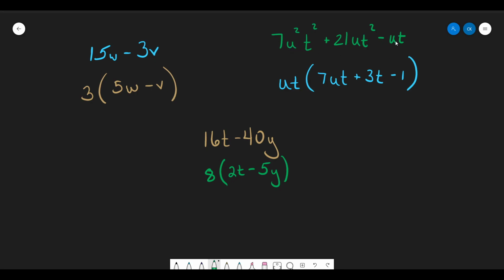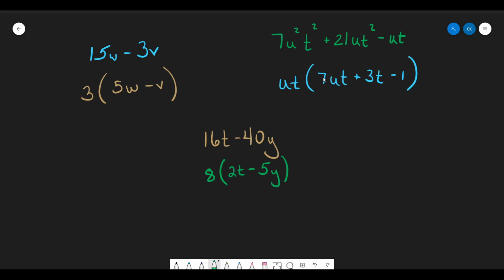But then I move on to the variables, and I see that they all have a u. I look at the exponents, which is the smallest exponent. It's a 1, so that's why I pull the u out. T squared, and t, they all have a t, which is the smallest exponent. Again, it's 1, so I pull out a t. Now I'm going to take them all, divide it by ut.